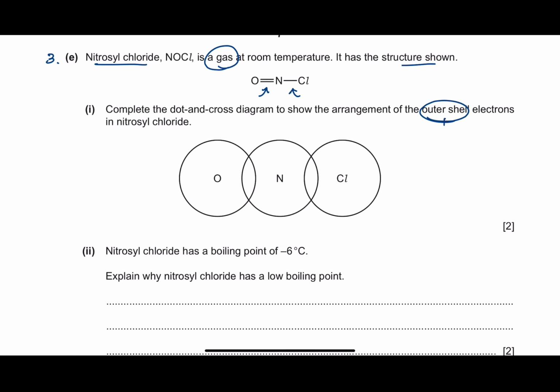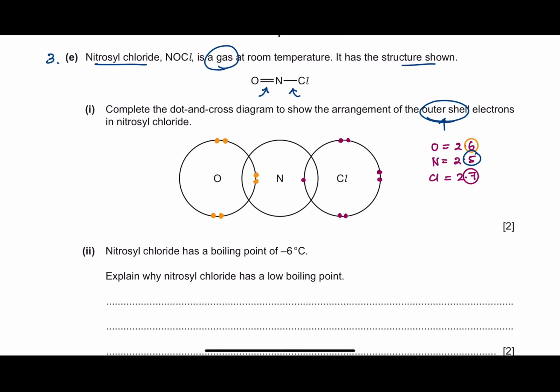Since they're asking for only the outer shell electrons, let's look at the valence electrons for each of these elements. As we can see here, oxygen has 6 valence electrons and chlorine on the other hand has 7 valence electrons. So this is how your structure is going to look. And now we will complete the drawing for nitrogen with 5 valence electrons. We need to make sure that each of these elements has 8 electrons, which is an octet.